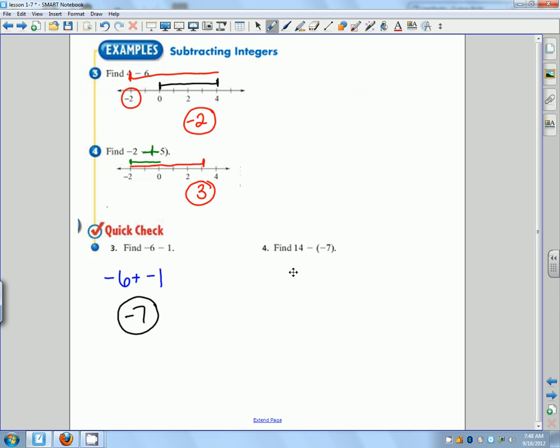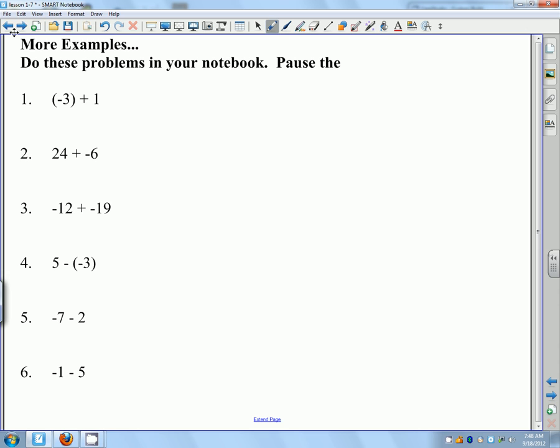This one, I have 14 minus negative 7. So if I change that to a plus, I also have to change this, and it becomes 14 plus 7, which is 21. All right, so here's some more examples. Do these problems in your notebook, and then pause the video, and then come back and we'll go over.